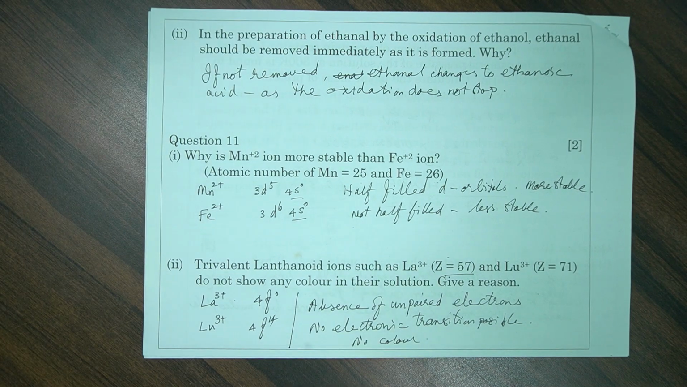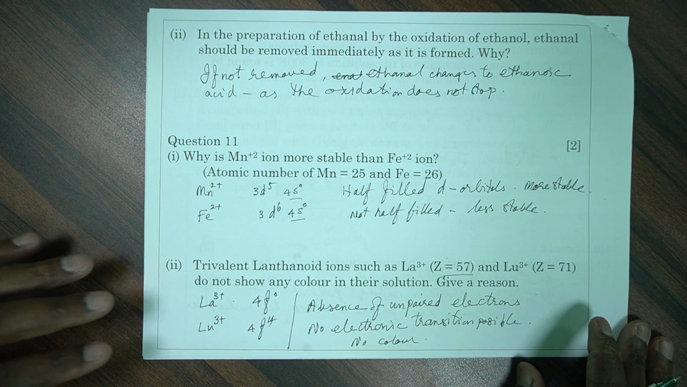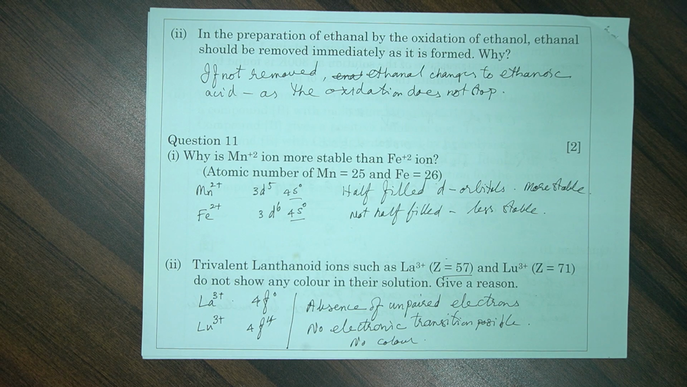Now f is complete, d also is complete, so there is no unpaired electron, so there is no color. So that's it in this video.